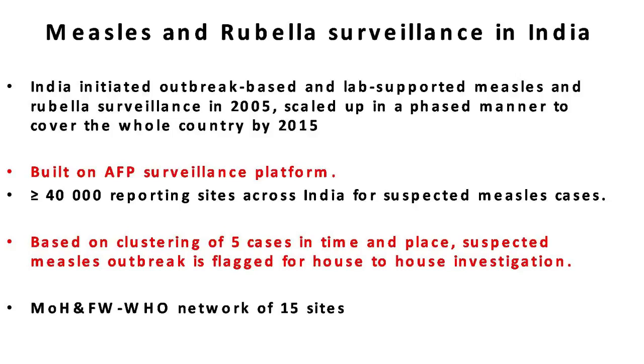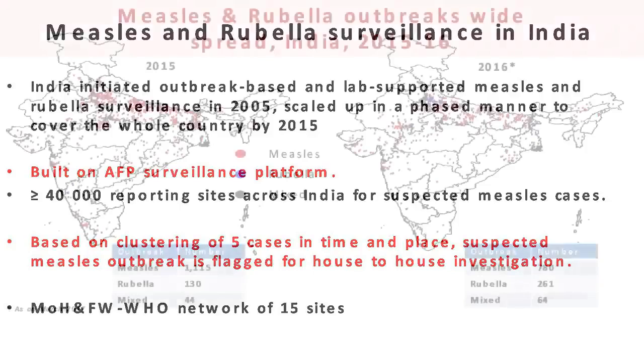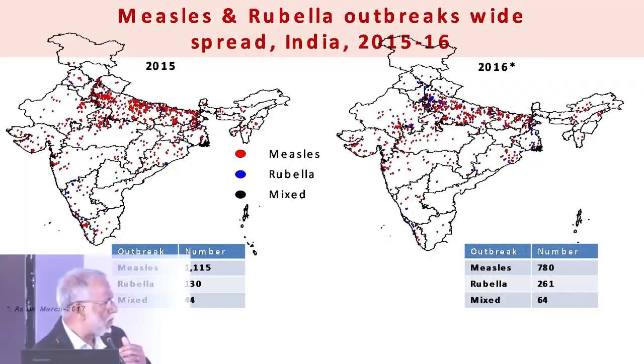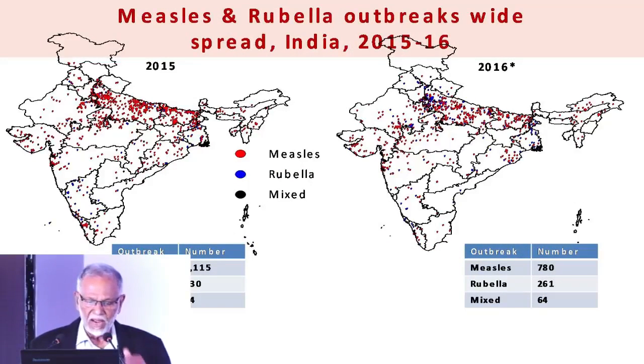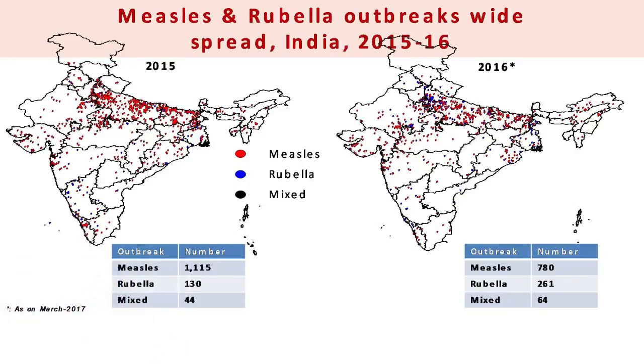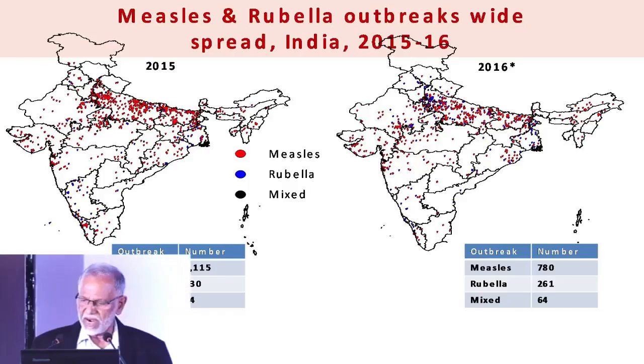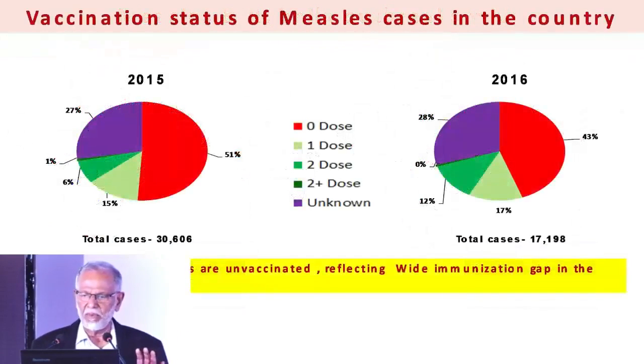Just to show you the results, this is also Sunil's slide. 2015: 1,115 measles outbreaks, 130 rubella, and 44 mixed. Similarly, the next year, 780 measles, 261 rubella, 64 mixed. Now you can imagine why it is extremely opportune to club rubella vaccine with measles vaccine to eliminate 2 infections as rapidly as possible.